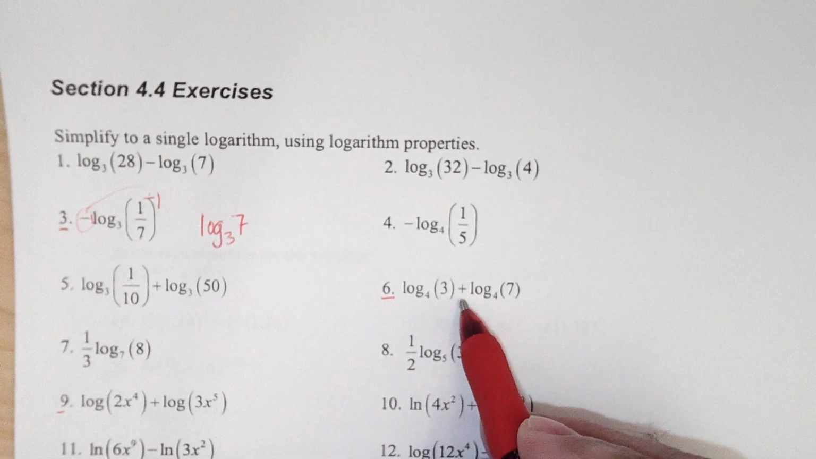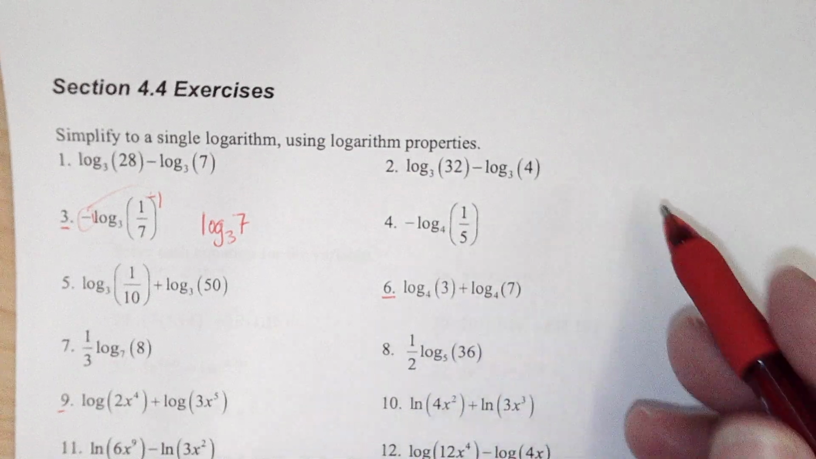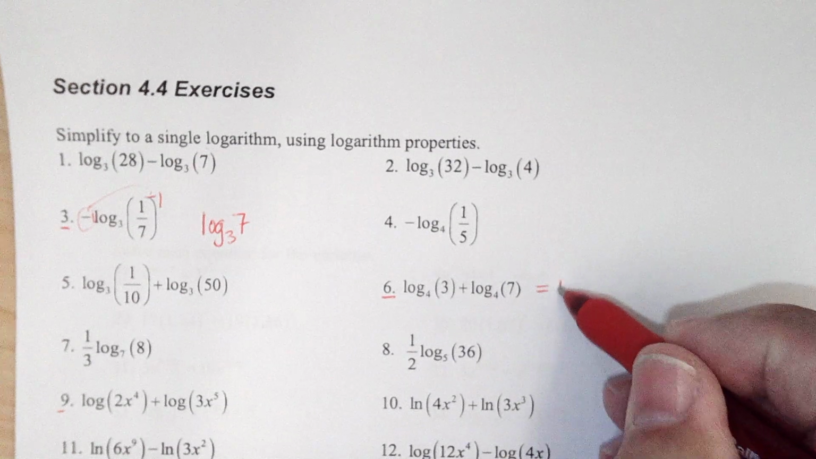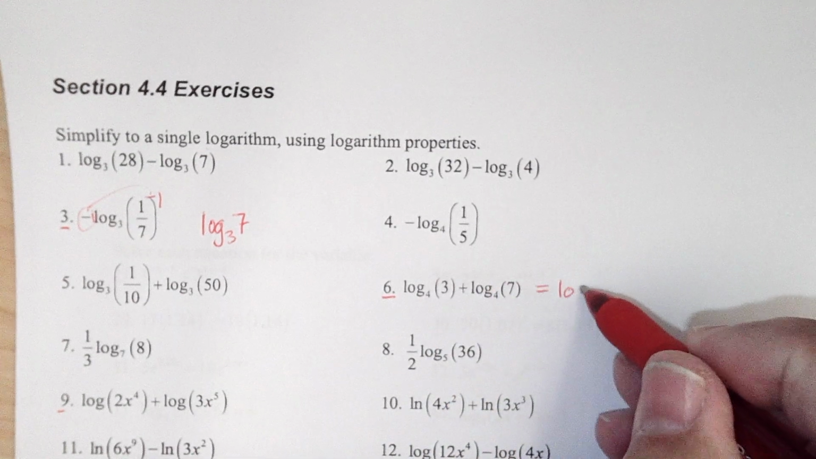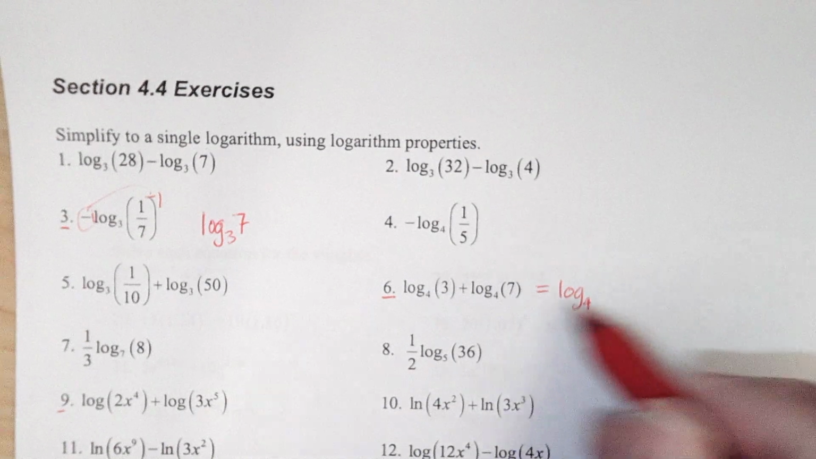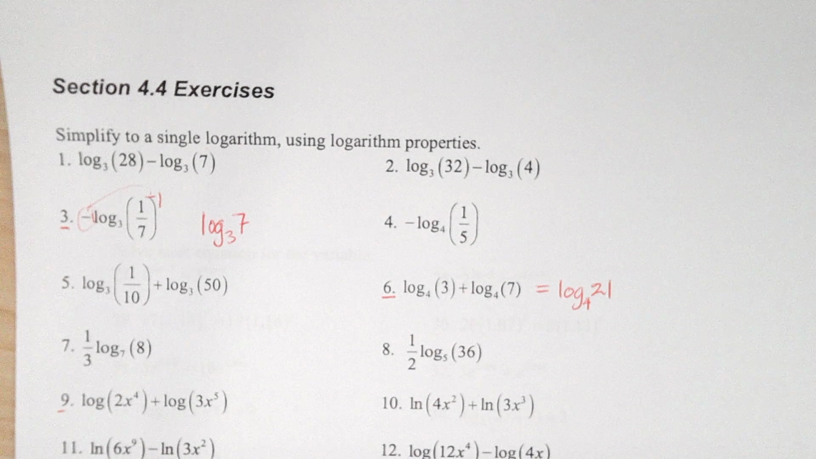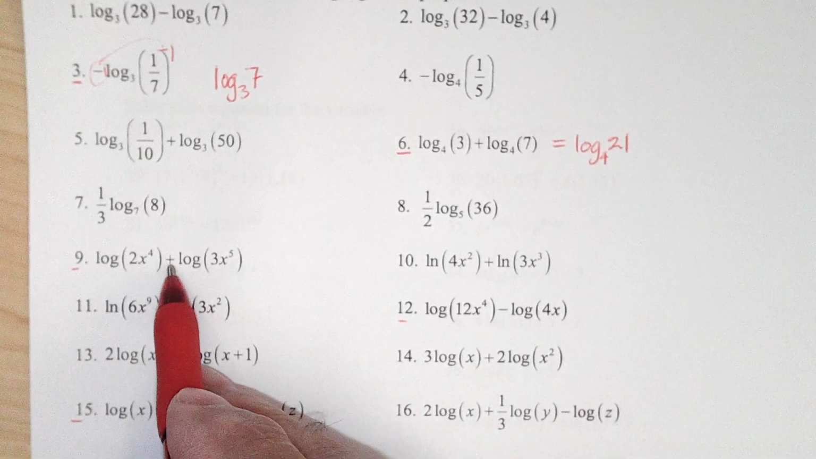When we have to add logs with the same base, adding is the same as multiplying, so it comes from multiplying. You add powers when you multiply. I should say it that way. So log base 4 becomes log base 4 of 3 times 7, or 21. This one, when you add, you multiply.